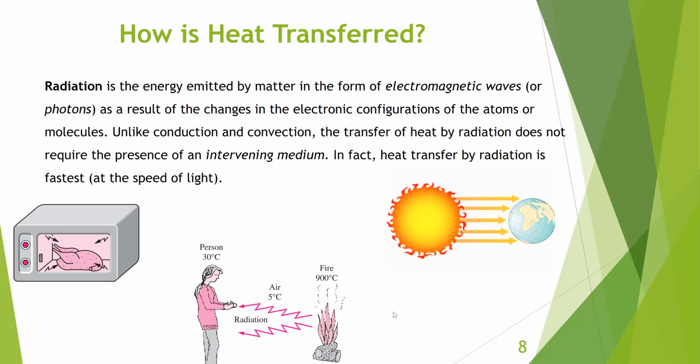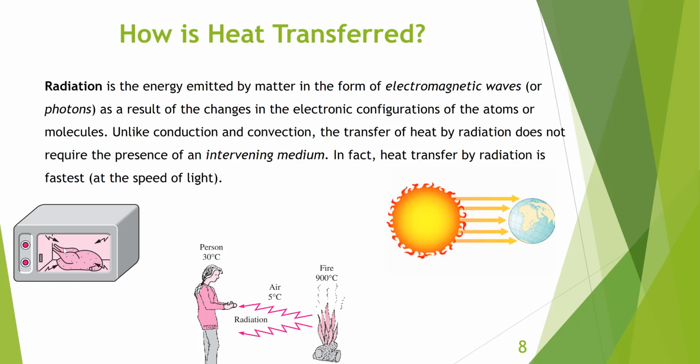So the heat transfer by radiation is the energy emitted by matter in the form of electromagnetic waves as a result of the changes in the electronic configurations of atoms or molecules. Unlike conduction and convection, the transfer of heat by radiation does not require the presence of an intervening medium. In fact, heat transfer by radiation is fastest. Why? Because you transfer energy with the velocity of light.